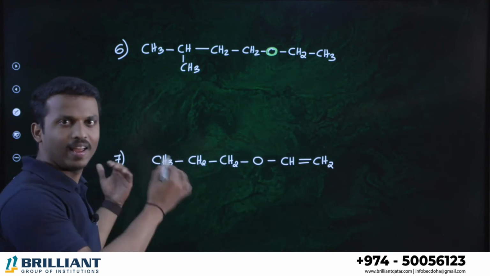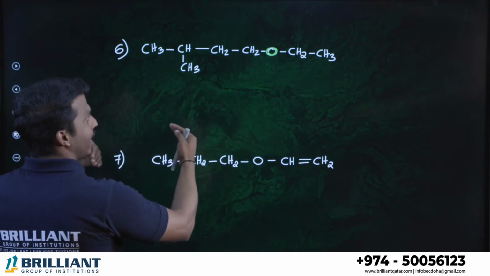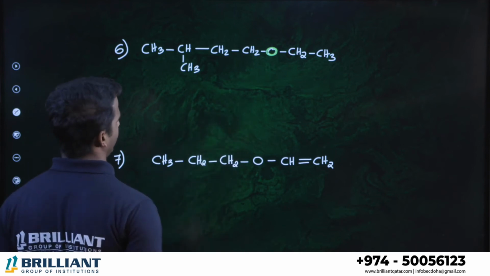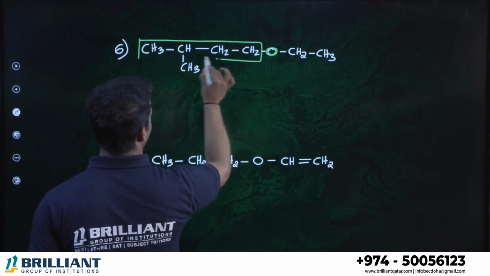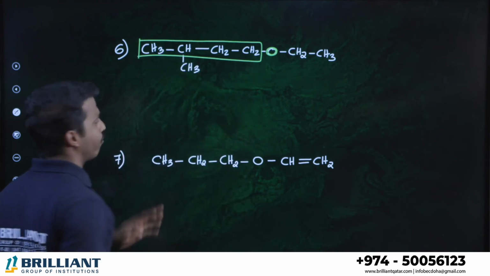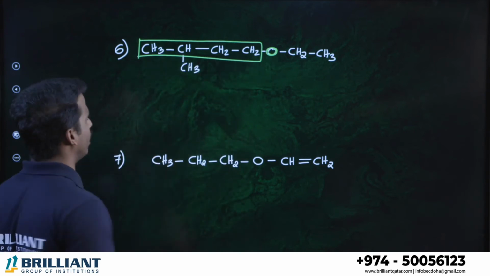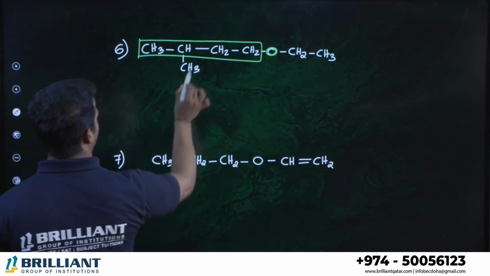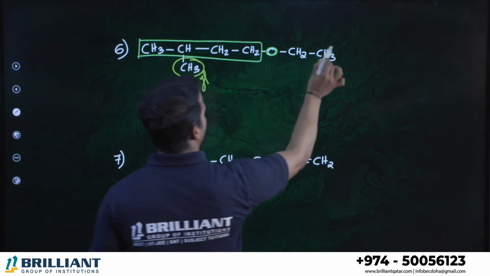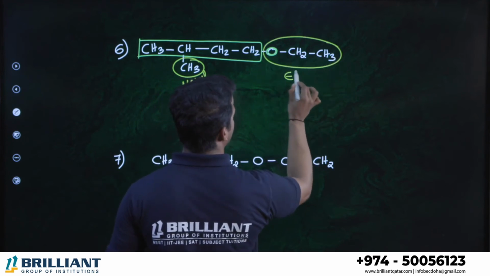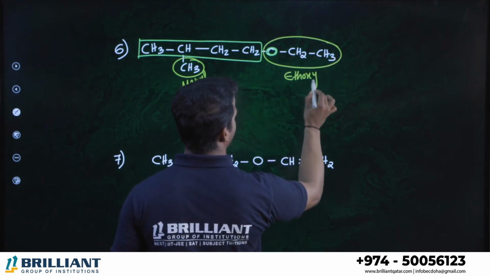Where is the parent chain? Left side. So on the left side, you take the longest chain. Which is the longest chain on the left side? This is the longest chain, right? Or you can take this one. Total 4 carbons are there in the parent chain. So the remaining are all branches, dear all. So this is called what? Methyl. What is this one? Ethyl group with oxy is called what? Ethoxy. These are the 2 branches.